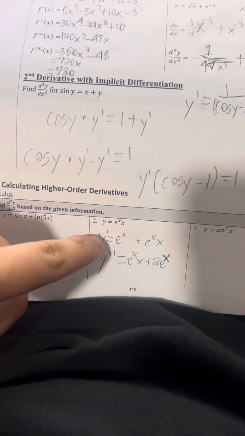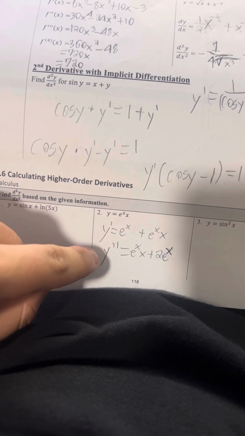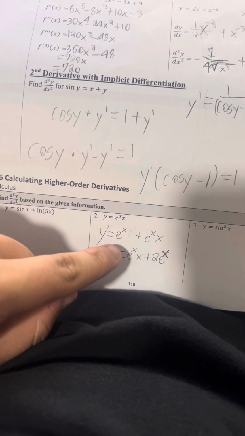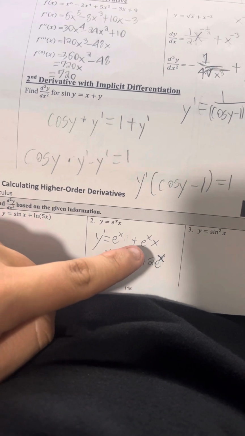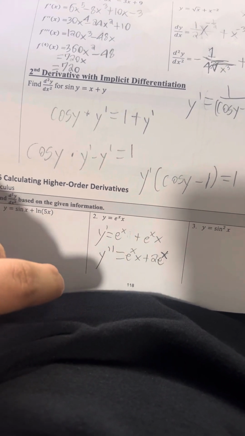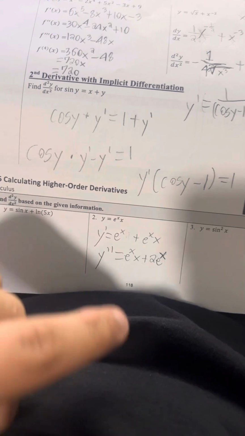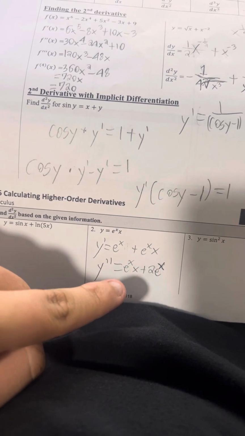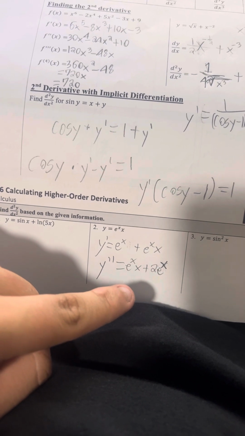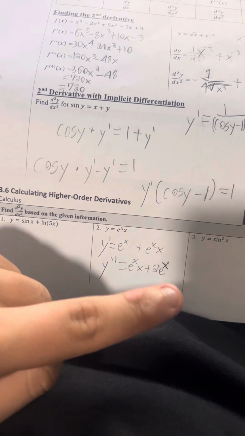So right here on number 2, we have e to the x times x. So y prime equals e to the x times x plus e to the x. Now the second derivative, because we're trying to find the second derivative right here, it is e to the x times x plus 2 e to the x.